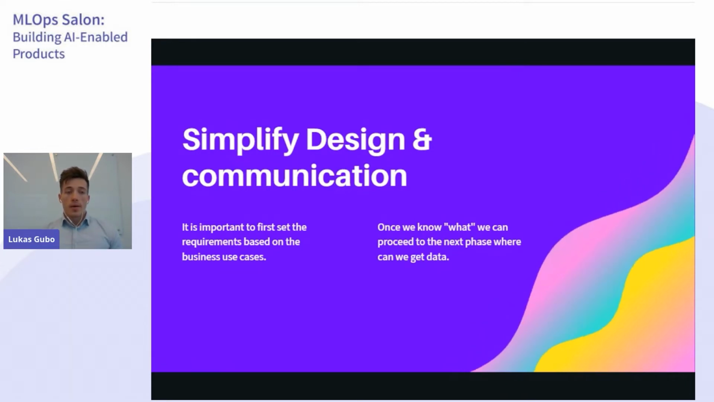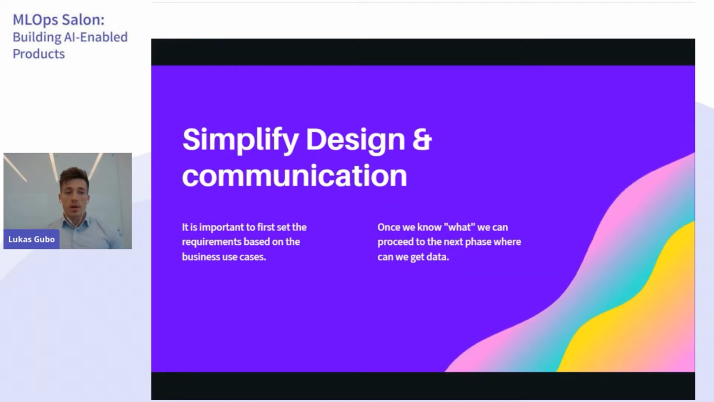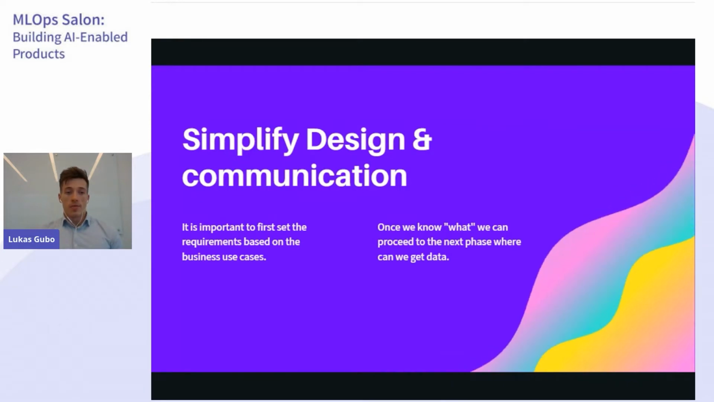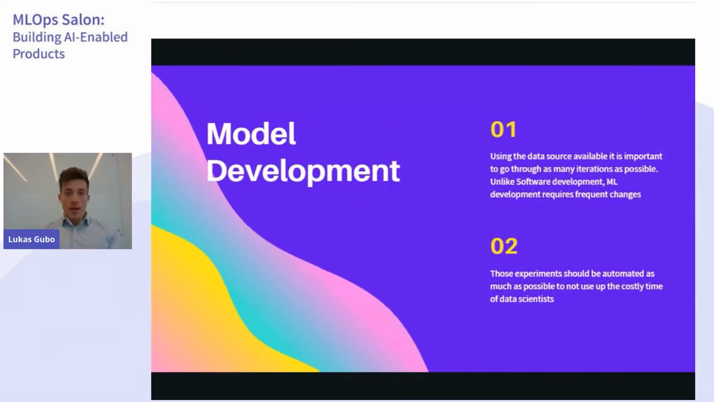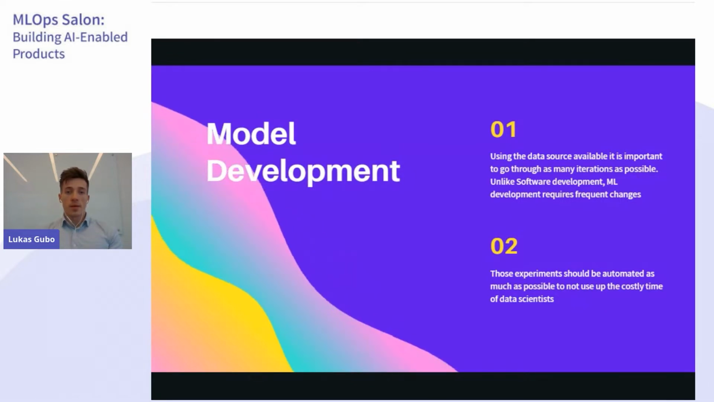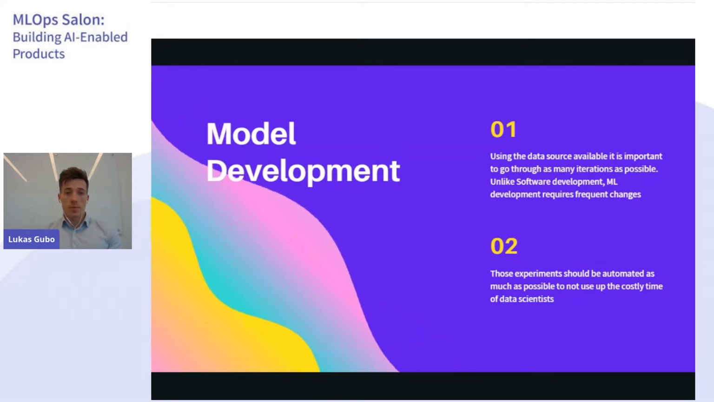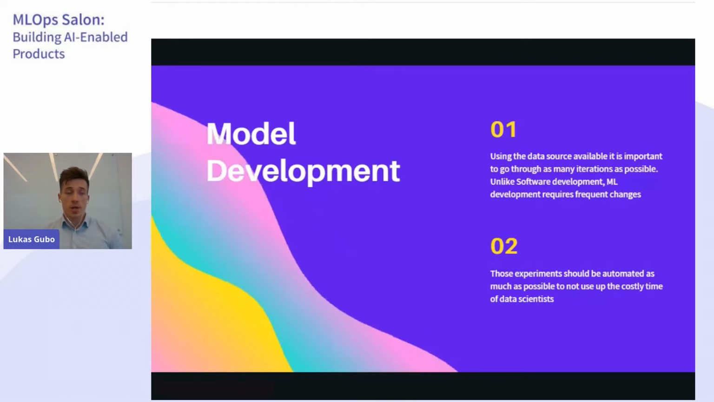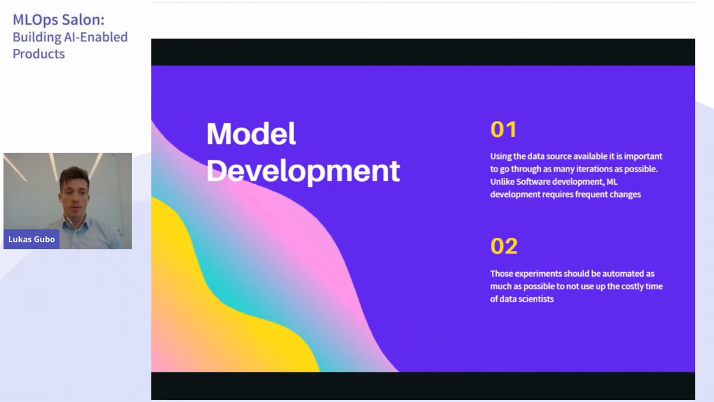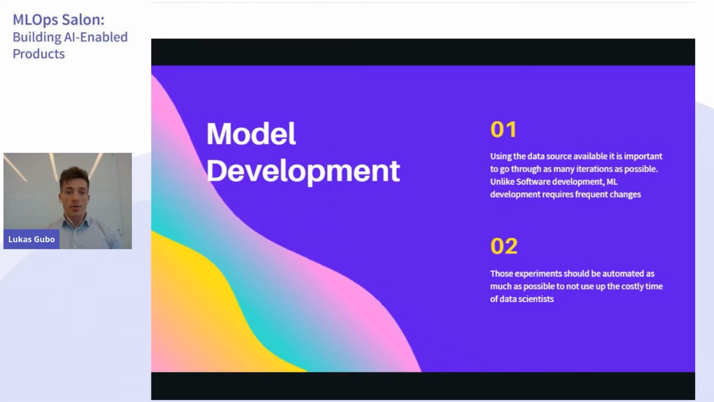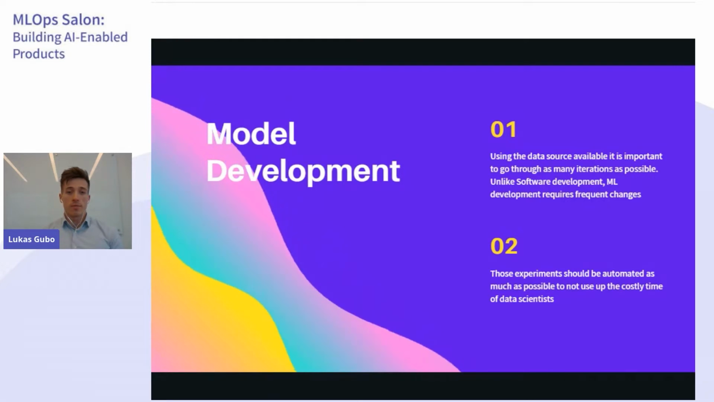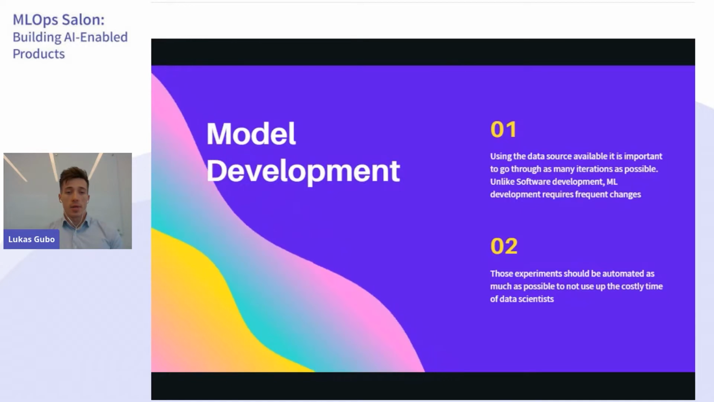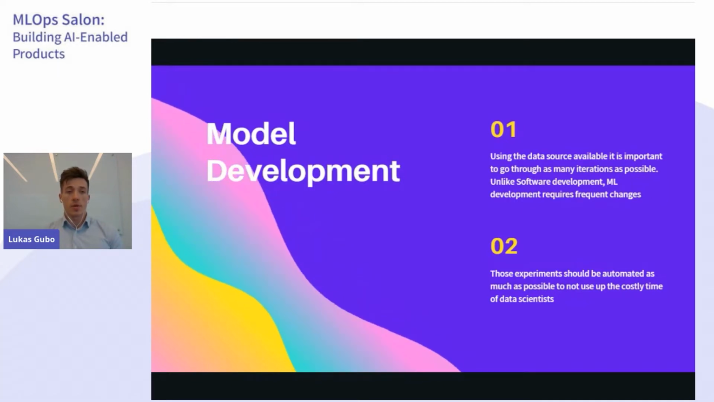Once we know what, we can proceed to the next phase: where can we get the data and process it for our model development. In this phase, we concentrate mainly on solving the business requirement and creating a small POC. The small POC can be something which doesn't fully work, also referred to as an MVP, a minimum viable product, and we try to identify the algorithm which will be used, while other teams concentrate on the data engineering and building the initial concept of the machine learning pipeline.